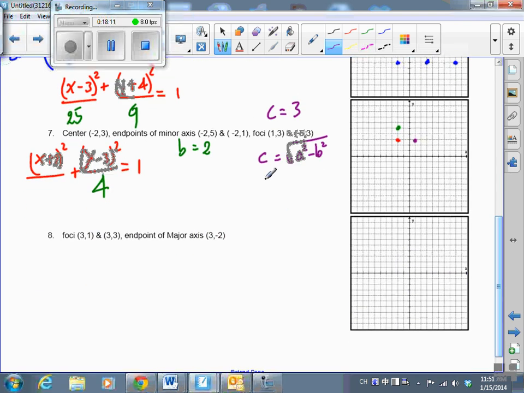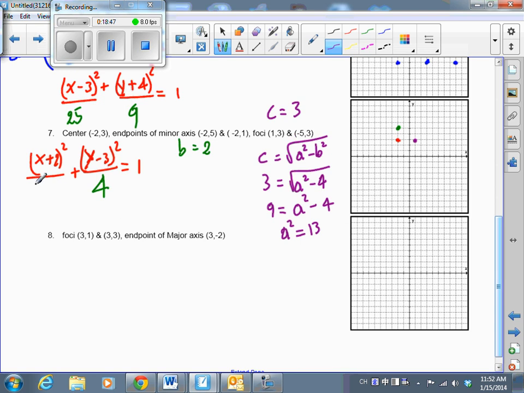I will therefore say C, which is 3, is equal to the square root of A² minus 4. Now, I will square both sides to say 9 is equal to A² minus 4. You still good so far, right? If I move the 4 to the opposite side, be careful. What do you get? 13. So A² is equal to 13. Do you need to find A? No, you do not need to find A.